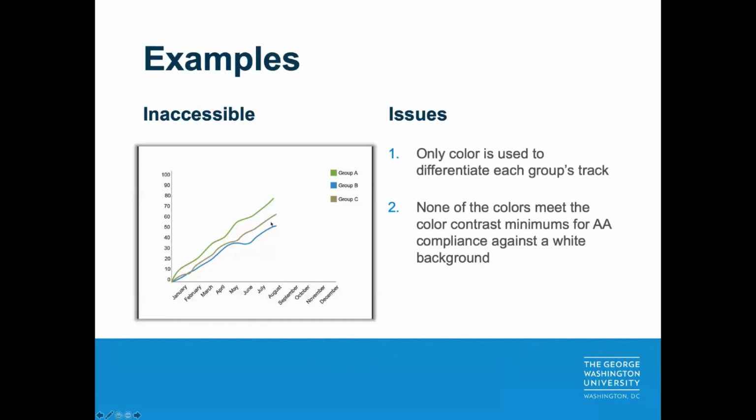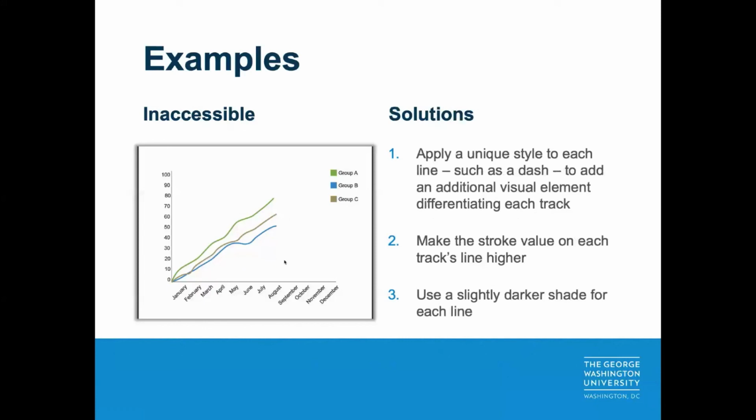But you can see here with the colors that are being used, for someone who has no color impairments, they're fine, but there is a much broader chunk of your audience than you realize who's actually being excluded from seeing this content simply because of the colors that were chosen. So again, what can you do about it? You can apply a unique style to each one of the lines, such as a dash, that will add an additional visual element to differentiate each track. So instead of having just single solid lines, one line can be dashes, one line can be solid, one line can maybe be dots. You can kind of play around with what that's going to be.